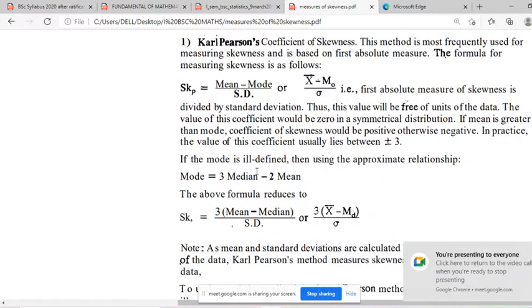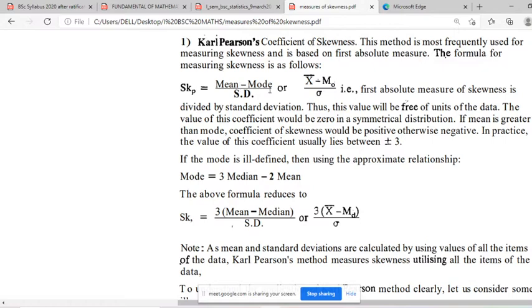Another measure is the Karl Pearson measure. The measure of skewness is denoted as SKP, and the formula is mean minus mode divided by standard deviation. This is known as the Karl Pearson coefficient of skewness.